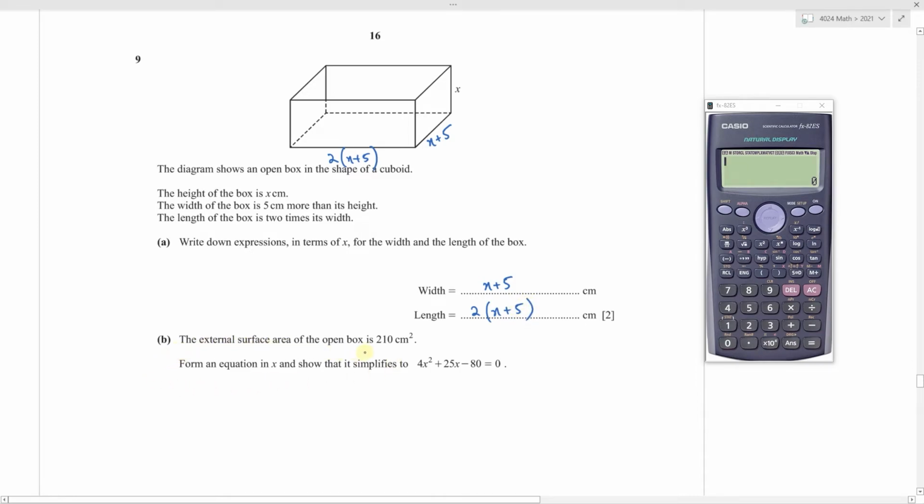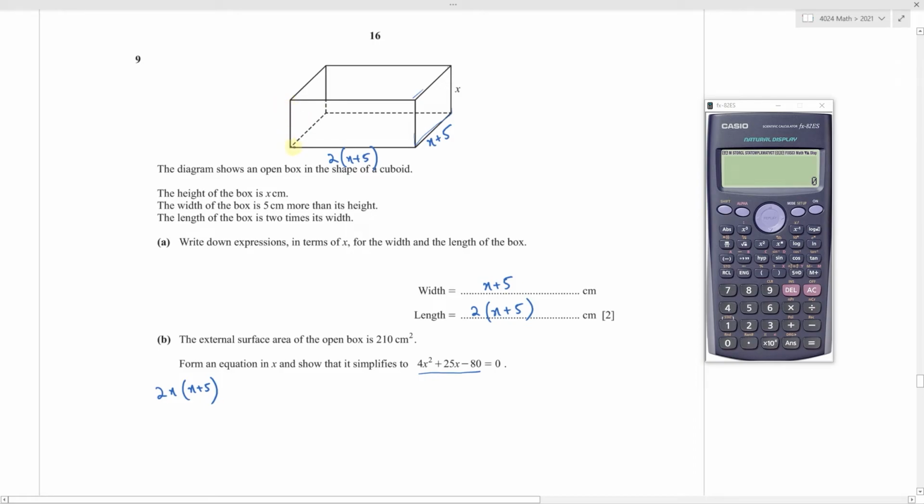The external surface area of the open box is 210. Form an equation in x and show that it simplifies to this. So let's find the external surface area. So let's look at this right hand side here. It is a rectangle with one side x plus 5 and the other side x. So the area of this side will be x times x plus 5. And since the right hand side is similar to the left face of this cuboid, I will multiply it by 2. So I have the right face area and the left face area.